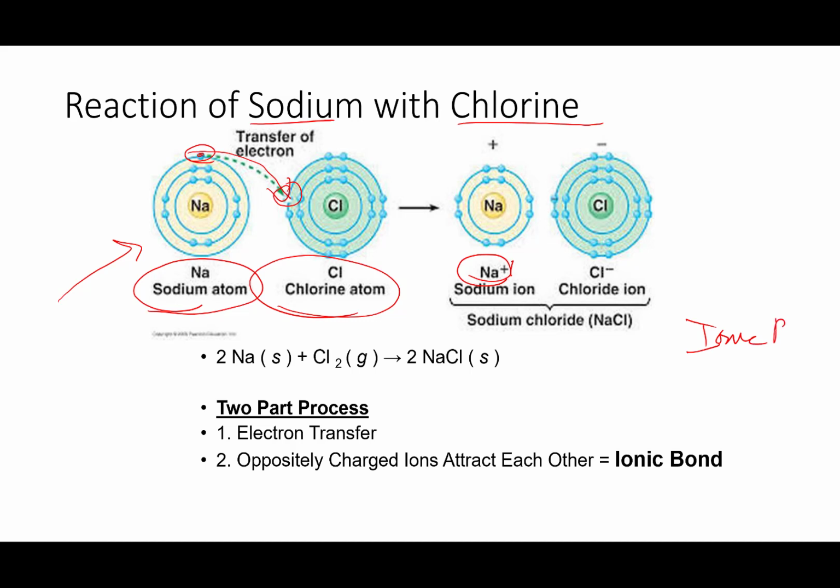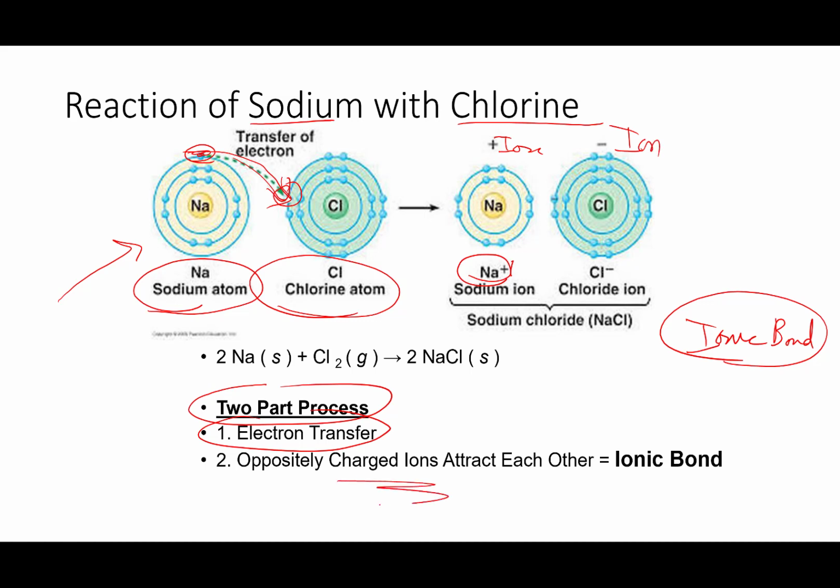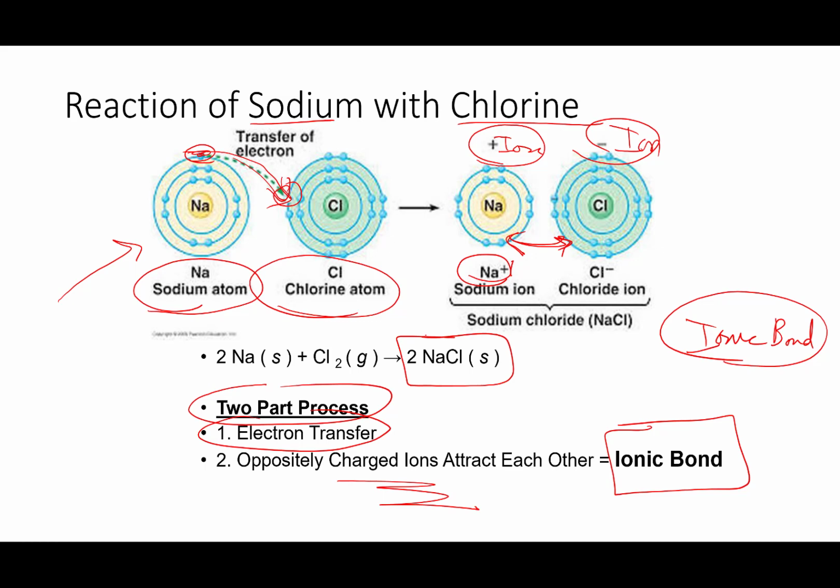Now, the ionic bonding process is a 2-part process. First thing that happens is this electron transfer. The electron goes from one to the other, and then you end up with a positive ion and a negative ion. Then you have an electrical attraction. This is positive, this is negative, and you and I both know from electricity that opposite charges attract. And the opposite charge attracting between the positive and the negative makes what we call in chemistry an ionic bond. And this ionic bond is what holds table salt, sodium chloride, together.